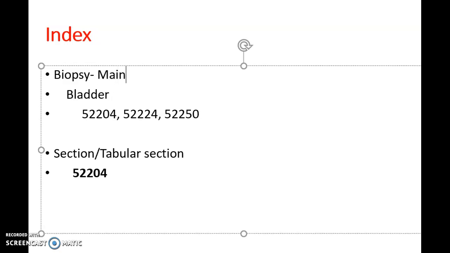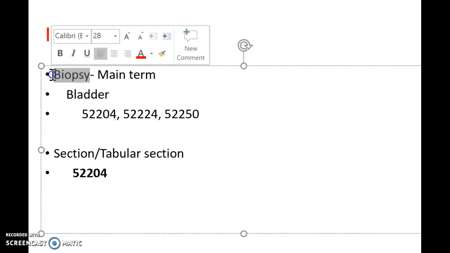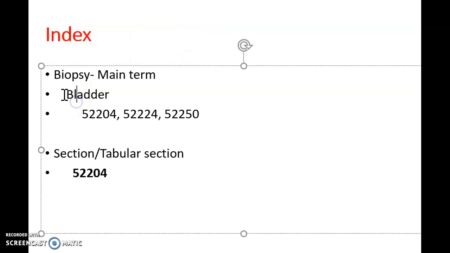And when you go to your main term in the index, remember the index of the CPT coding manual is at the end of the book. So please open your manual, go to the index. All the blue big words in the index are your main terms, okay? So you will look for main term biopsy. Under that, you will see bladder.